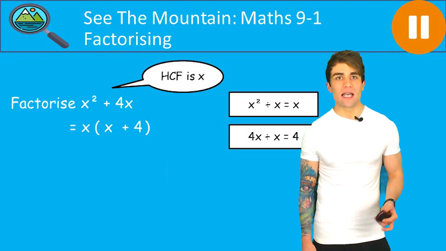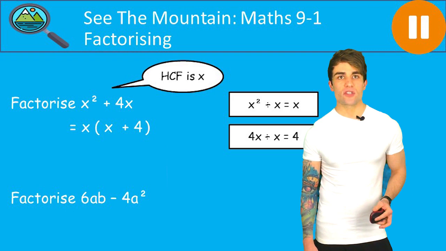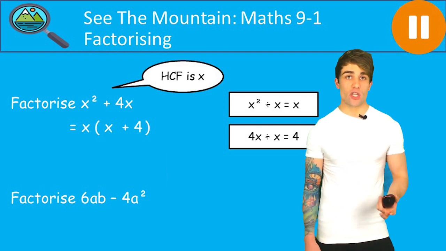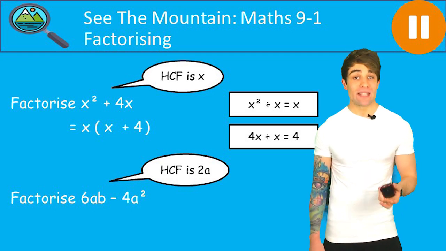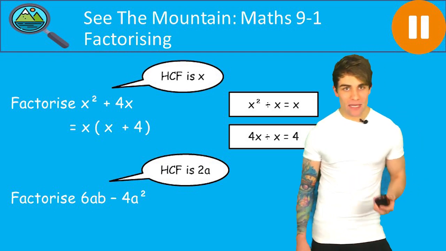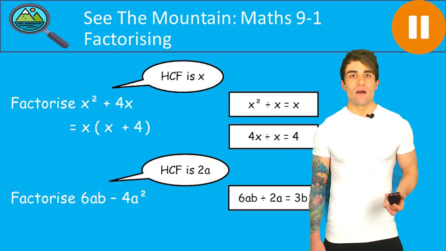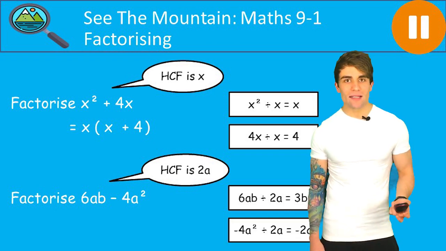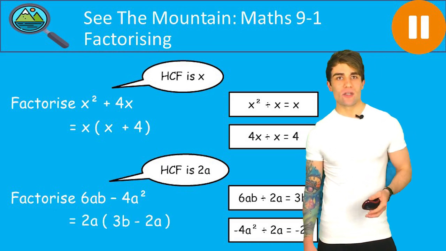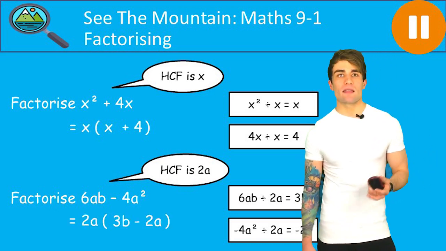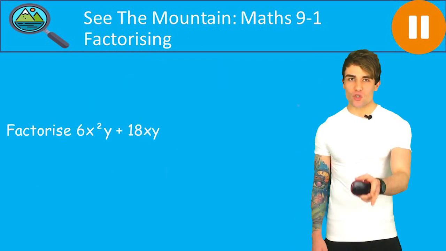Now this next example I'm going to guide you through. This involves a different approach. We've got 6ab minus 4a squared. Now numerically we can take out the number 2, but you'll notice there's also an a in both terms, so we can take that out as well. Now the highest common factor is 2a. 6ab divided by 2a leaves us with 3b. And now minus 4a squared divided by 2a leaves us with minus 2a. So here's what we do. We've got the highest common factor 2a, outside the bracket 2a, open bracket 3b minus 2a. That's how we do it. Alright, now take a moment to try this one.